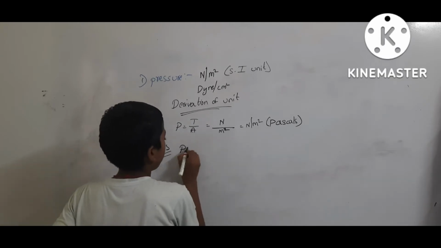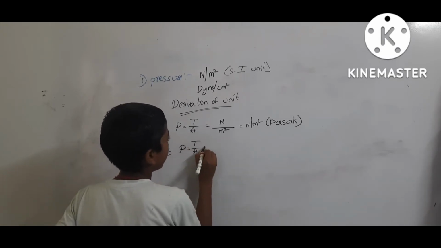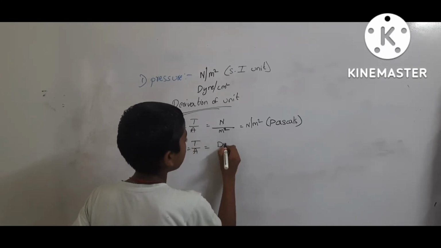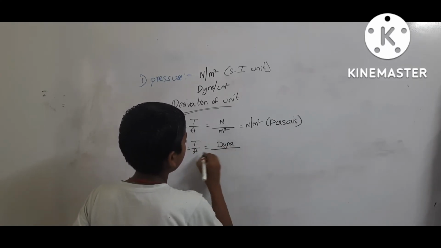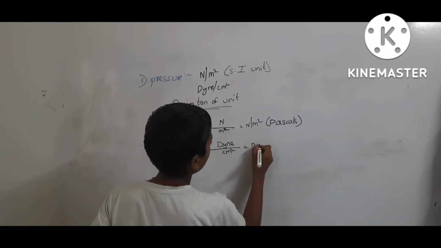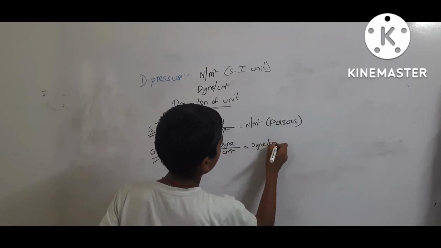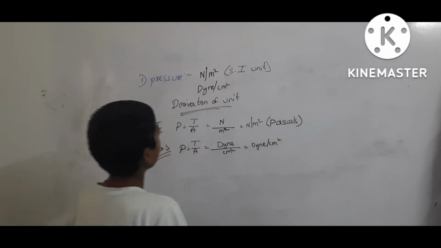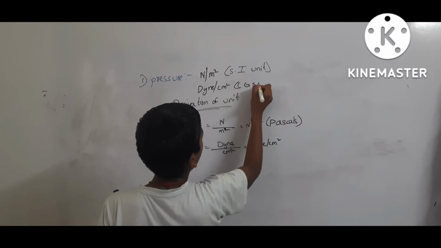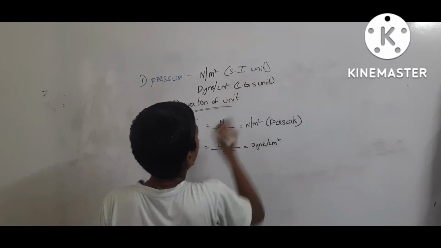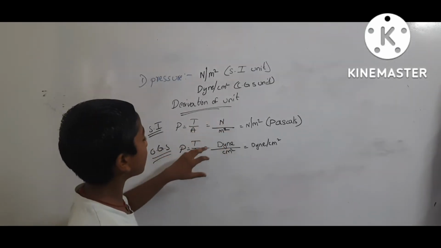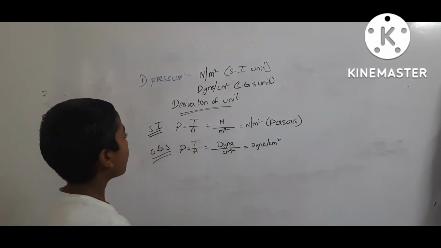In CGS, pressure equals thrust by area. The CGS unit of thrust is dyne, and the unit of area is centimeter square, so the unit of pressure is dyne per centimeter square. This is the CGS unit. Here we can know about the units of thrust and units of area.